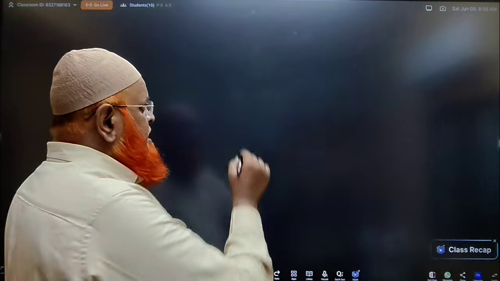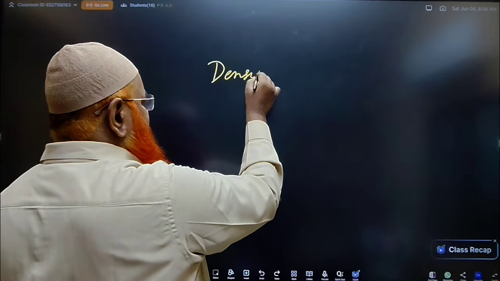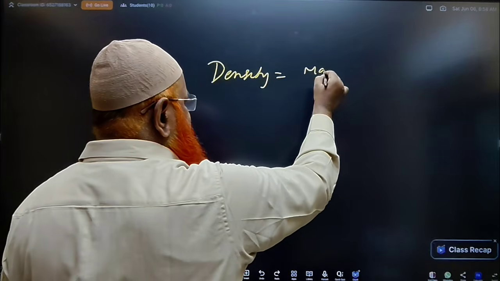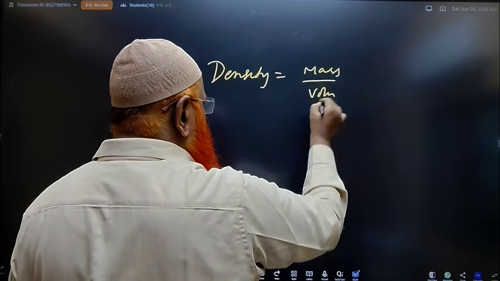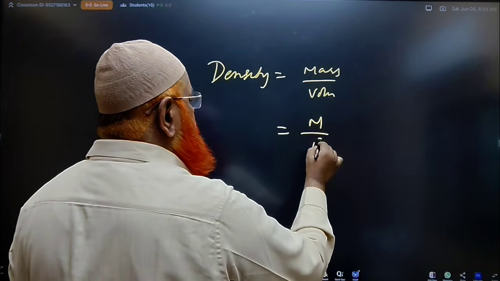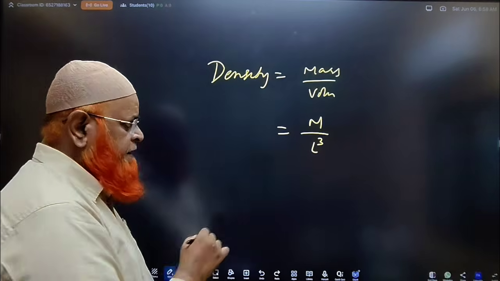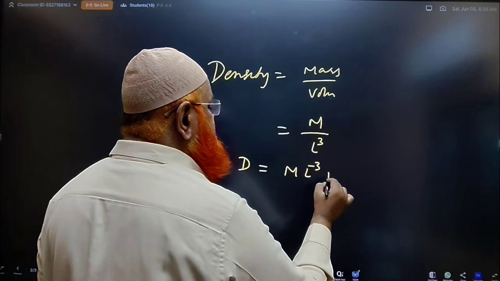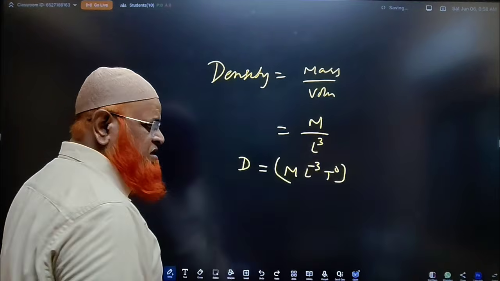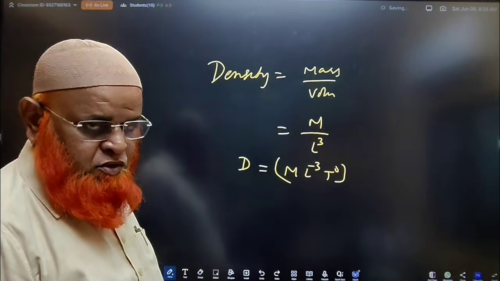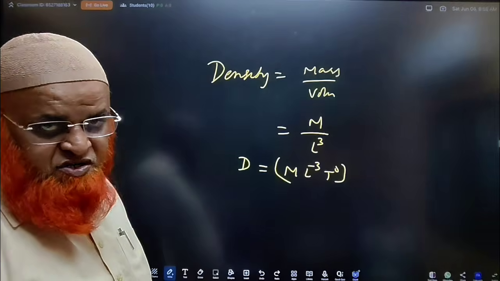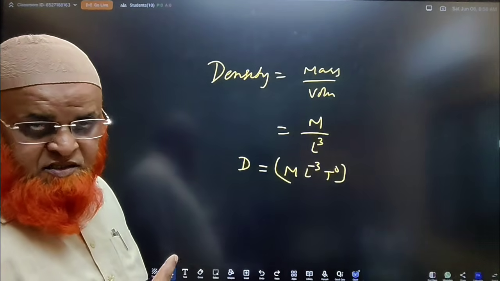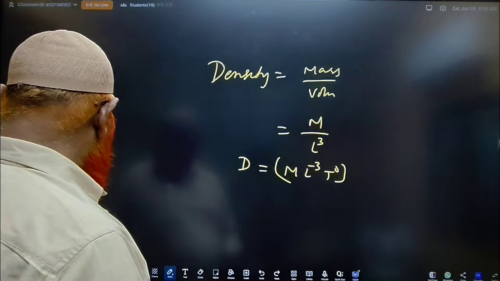Next, density. So what is the dimensional formula for density? Density is nothing but mass by volume. Mass means M. Volume means L cube. Just now I told you. So what is the dimensional formula for density? M L power minus 3 T power 0, because T is not there here. Okay. Check the dimensional formula, verify whether it is correct or not. Just see that one.